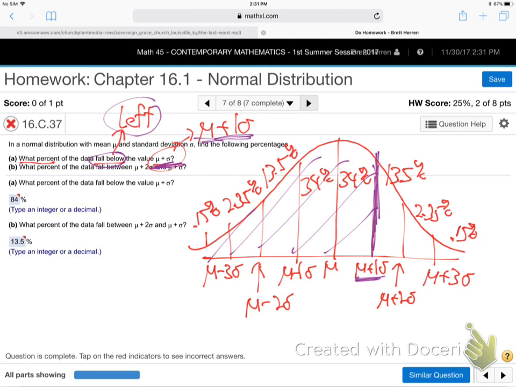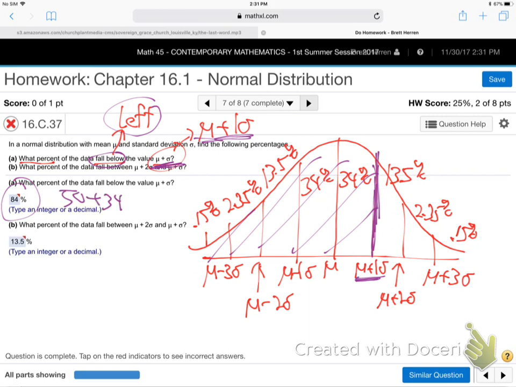Well, this is half. From here to there, from the middle left, is half. That's 50%. And 34 more? It must be 84%. That's how I got that answer. Does that make sense? Just took 50 plus 34.